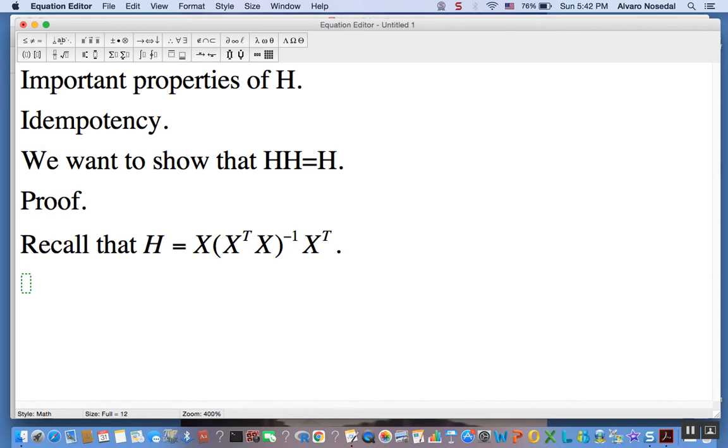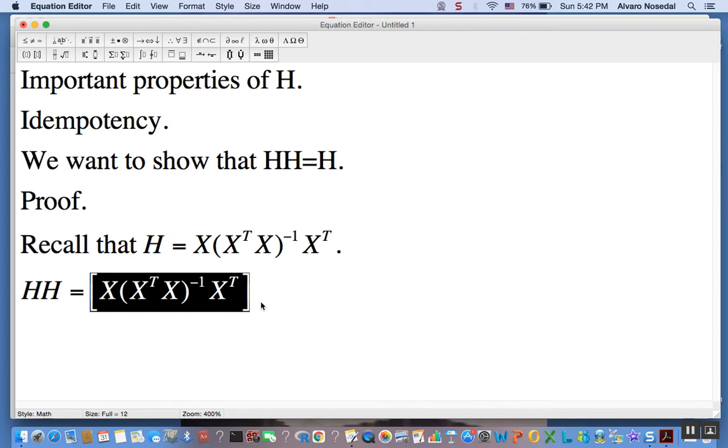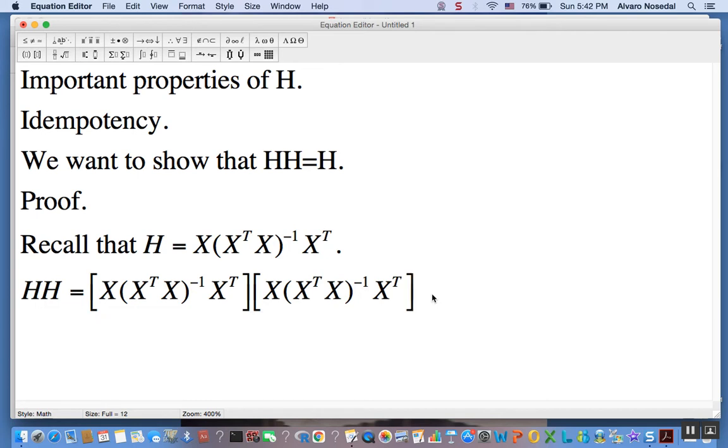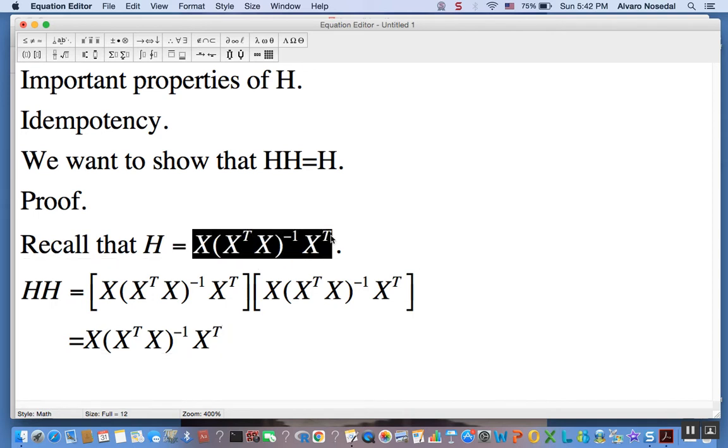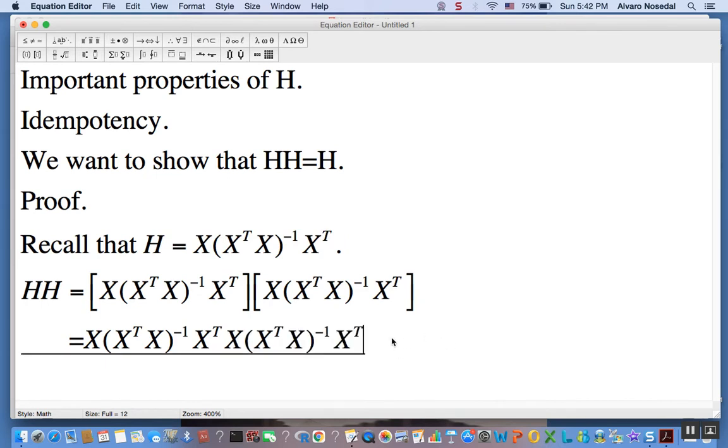So now let's just compute that product, H times H. It would be that guy, let me use square brackets, times H again in terms of the design matrix X. Now, note that that happens to be just this, right? If you remove those square brackets, we can see that what we have here in the middle is X transpose X times X transpose X inverse.